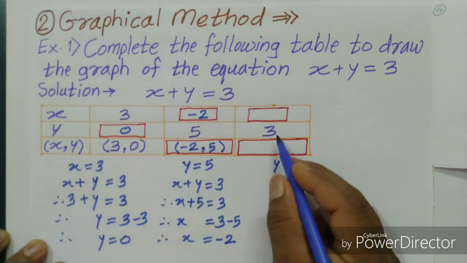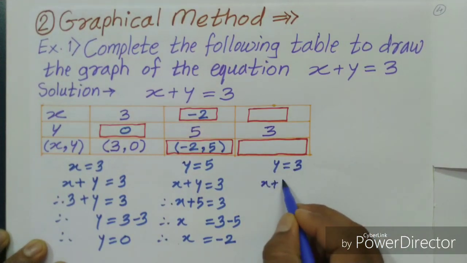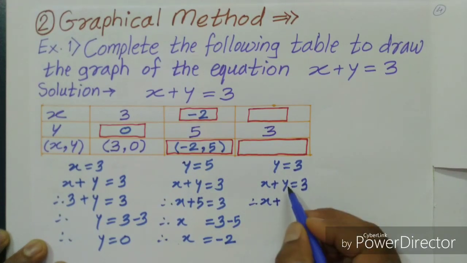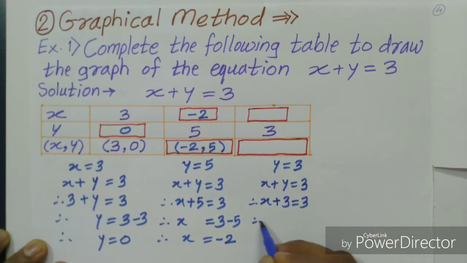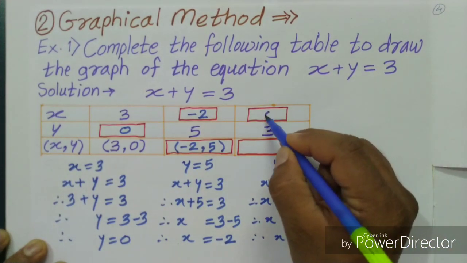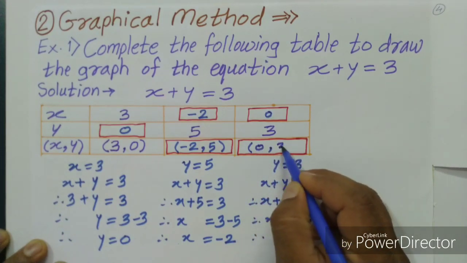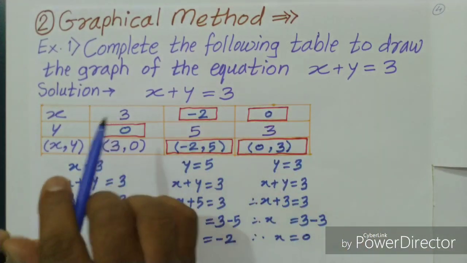Then the value of y is given. The value of y is equal to 3. That value we substitute in the given equation, x plus y is equal to 3. Therefore x plus the value of y, 3, is equal to 3. Therefore x is equal to 3 minus 3. Therefore x is equal to 0. The value of x is 0 and (x, y) is (0, 3). Here the question is only to complete the table.